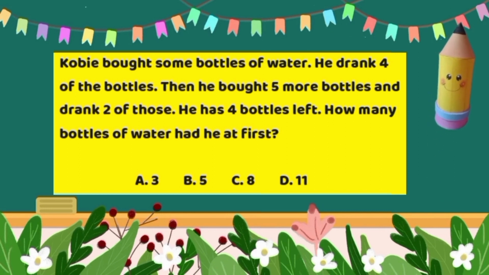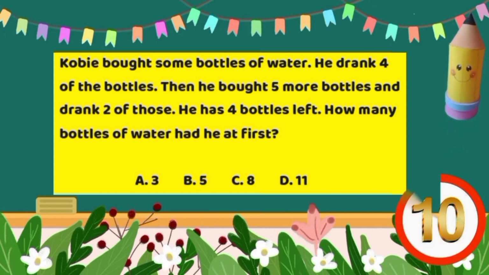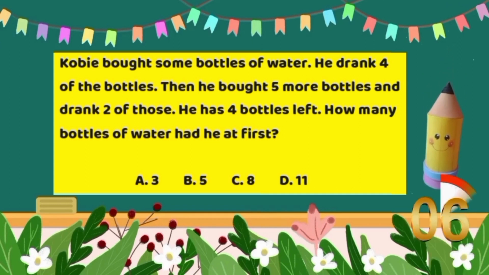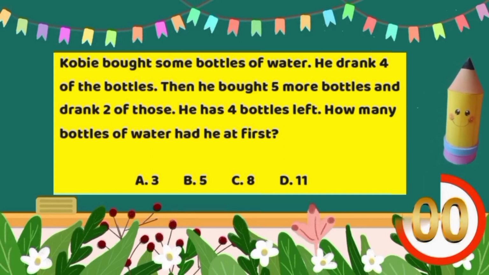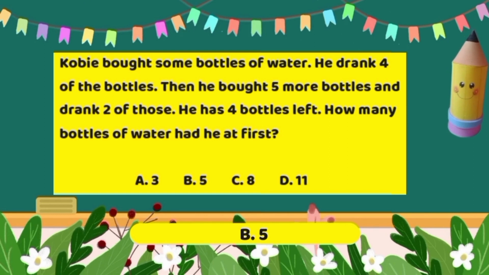Now, try to answer problem number 3 to 5. Number 3. Kobe bought some bottles of water. He drank 4 of the bottles. Then, he bought 5 more bottles and drank 2 of those. He has 4 bottles left. How many bottles of water did he have at first? A. 3, B. 5, C. 8, D. 11. The correct answer is letter B. Great!